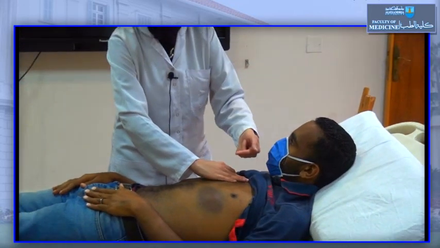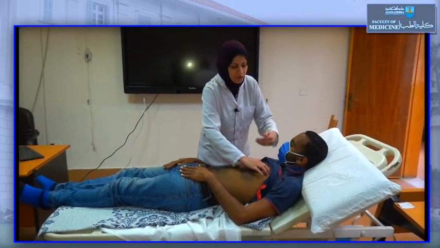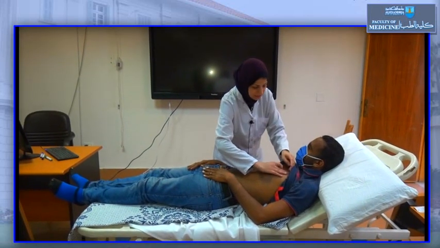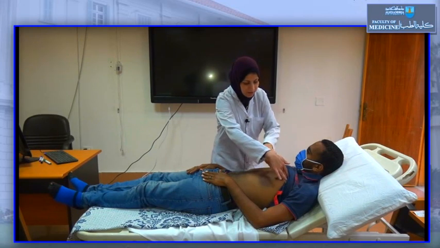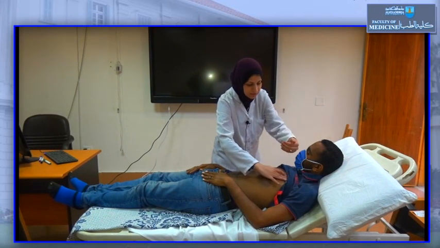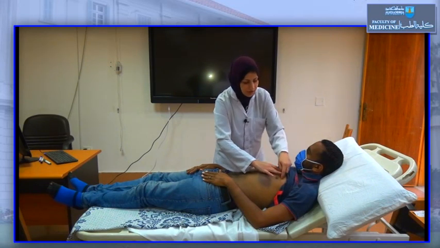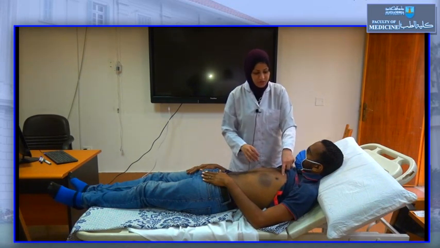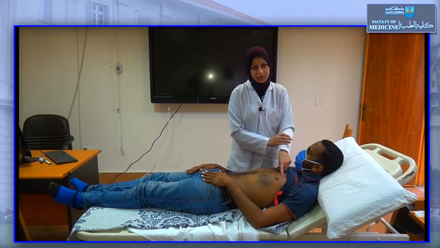We will do the same on the left second intercostal space. From outside, from the resonant, to detect if there is dullness. We will start from the mid-axillary line, inside. Can you observe? It is resonant till the sternum. This is the first step, percussion of the base of the heart.